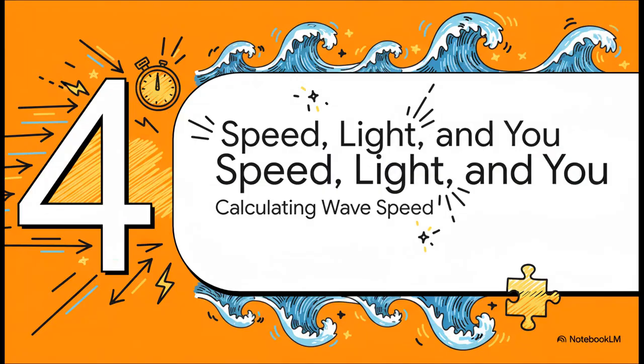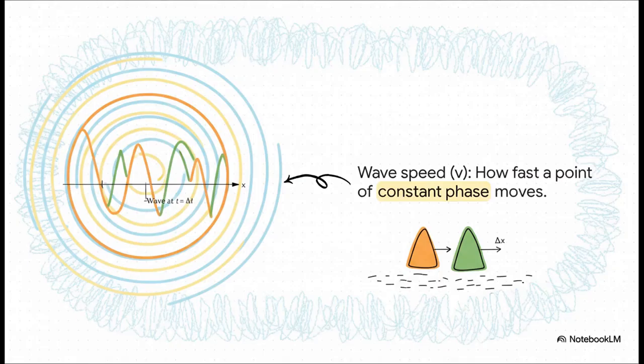So, we know what a wave is made of, and we even have its secret code. Let's get to the final piece of the puzzle. How does all of this tell us the one thing we really want to know? How fast is the darn thing moving? Look at this. You can see the wave in two different moments. First, the orange one, and then a split second later, the green one has moved forward. The wave speed, v, is just how fast one spot on that wave, like its very peak, is traveling.